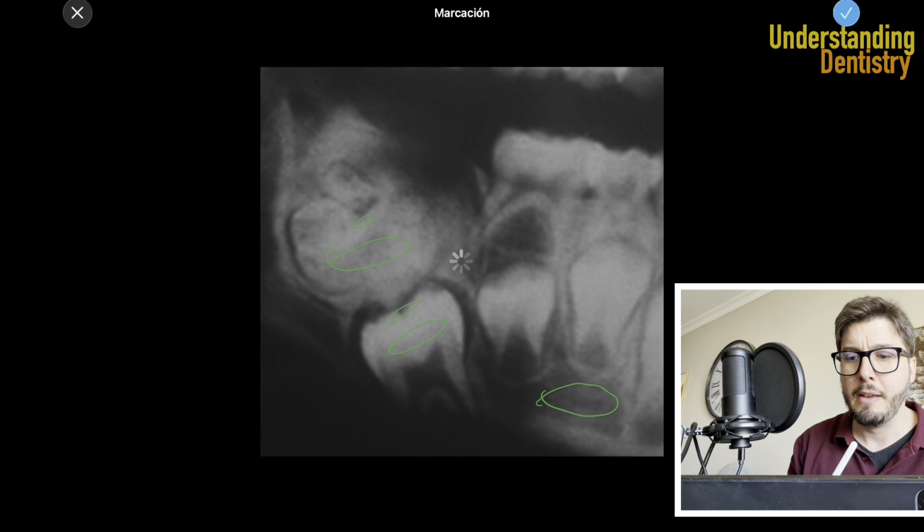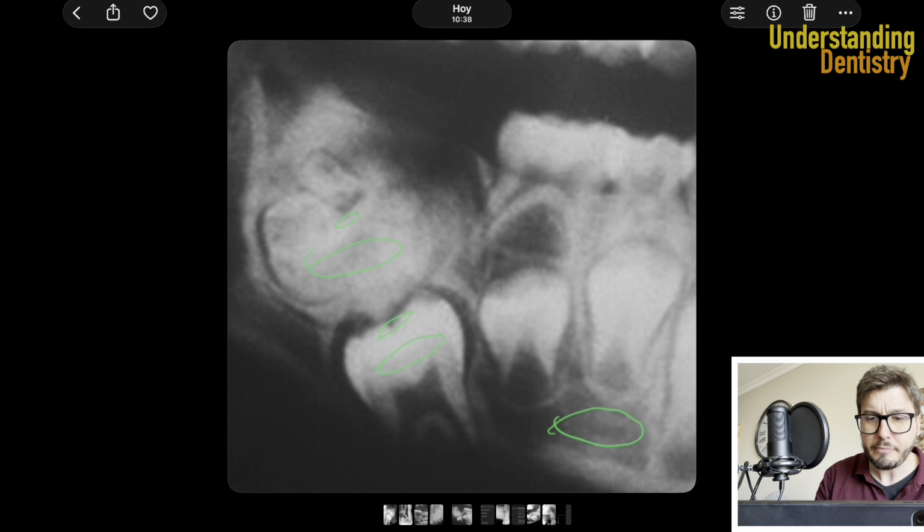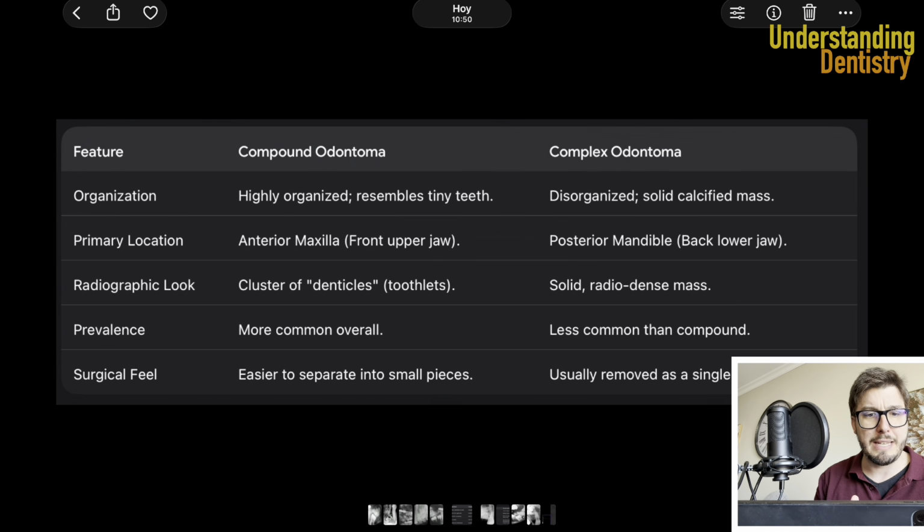Okay, very good. So now we understood the differences. So let's see the table. And that's the summary table. Take a look at this. Organization. Compound odontoma, highly organized, resembles tooth-like structures. And complex odontoma, not organized. Histologically, this mass would still be similar to tooth-like tissues, but in the form of a mass. They are not organized. Okay, so it's a solid calcified mass.